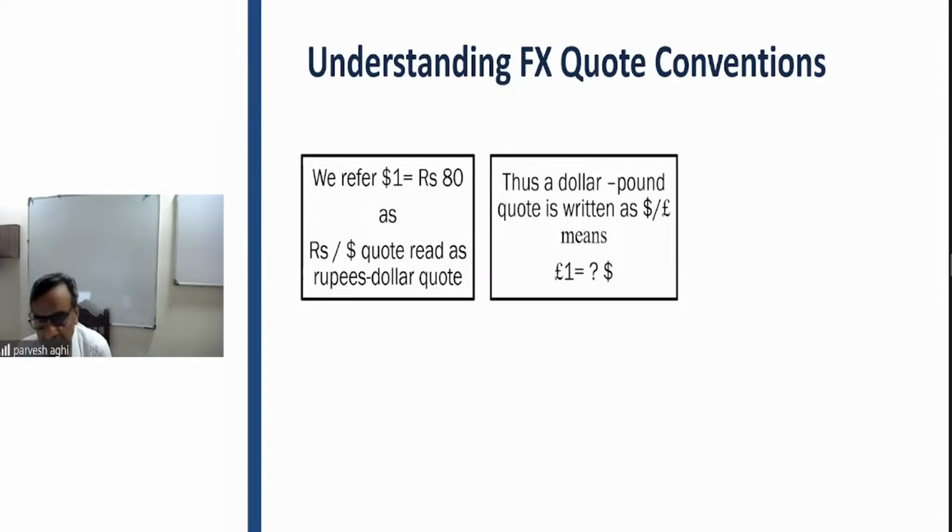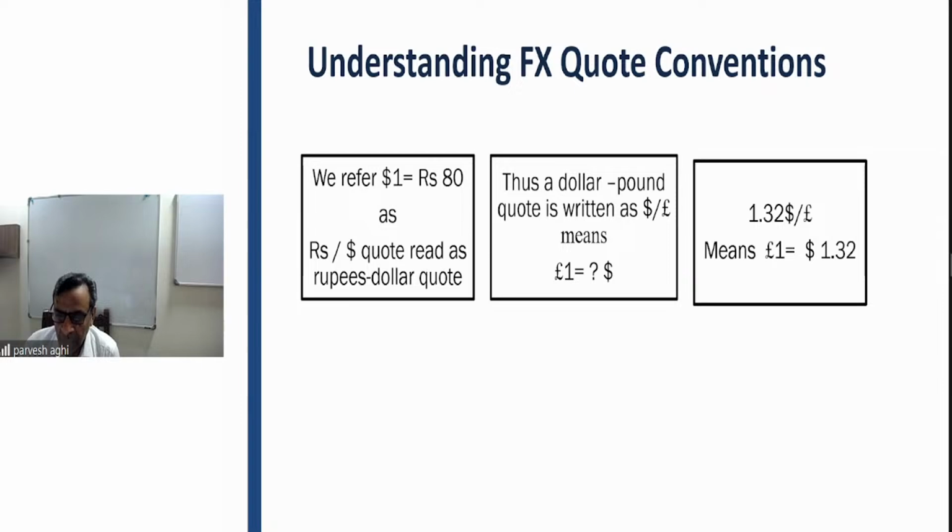So let's look at another way. Thus, a dollar-pound quote is written as dollar/pound, which means £1 is equal to so many dollars. Suppose the quote is written like this, dollar/pound, it means £1 is equal to how many dollars. So relate with the first box, you'll find it is the same thing, where the numerator is dollar and the denominator is pound, which means we are referring to a direct quote in US for buying £1.